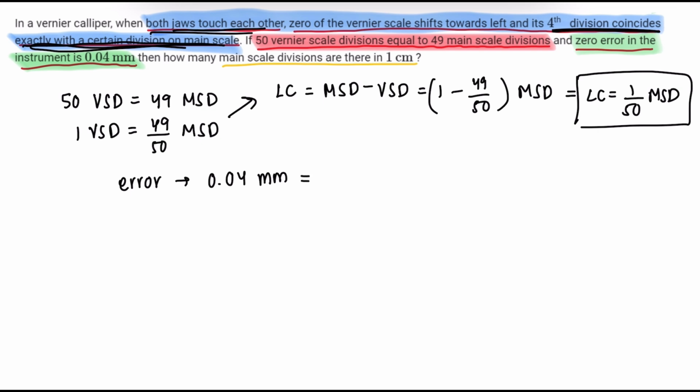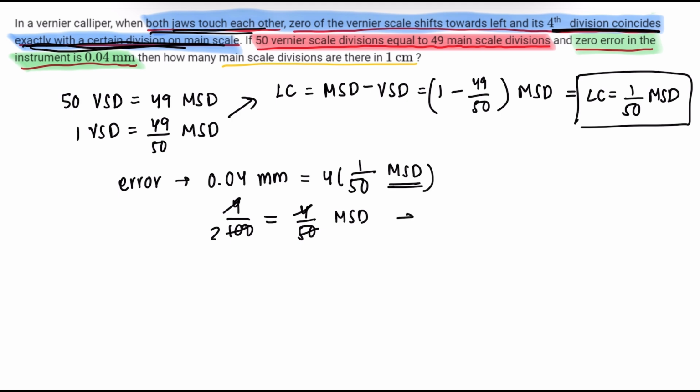So that would be the zero error, right? So it would be 4 times the least count, which is 1 over 50 MSD. Now we just have to find out how much 1 MSD is. That's basically what we gotta do. So this is 4 over 100, which is equal to 4 over 50 MSD. So 1 MSD is equal to half a millimeter. So that's what we'll get here.